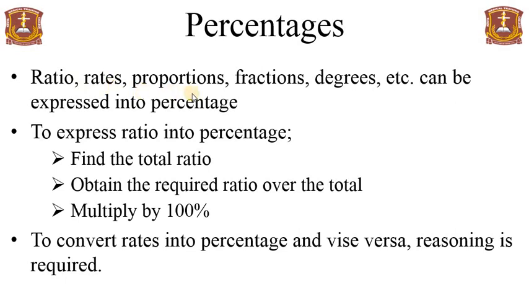Ratios, rates, proportions, fractions, degrees, etc. can be expressed as percentages. To express a ratio as a percentage, you first find the total ratio. That is, if you have the ratio 2 to 3, the total will be 2 plus 3 to get 5. So you need to find the total ratio and then obtain the required part over the total. If the part of the ratio I'm interested in is that 2, it will be over 5, then that is what we multiply by 100 to get the percentage contribution of that part of the ratio.